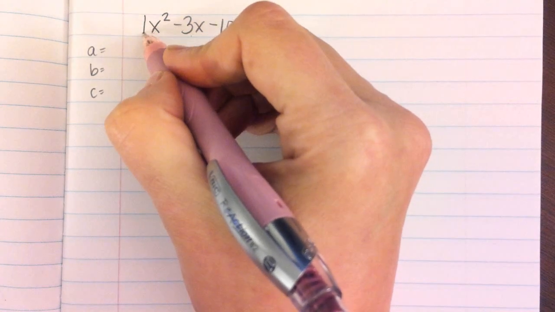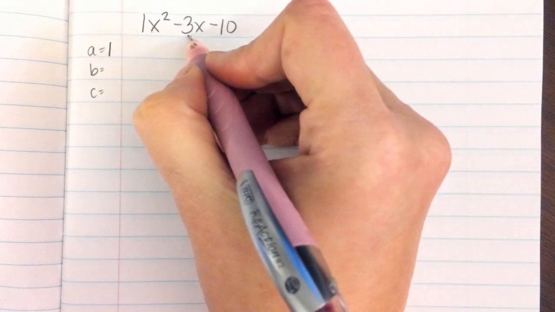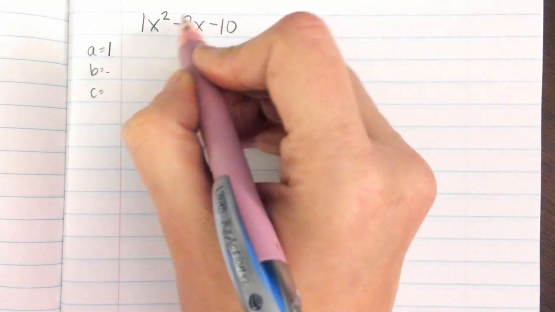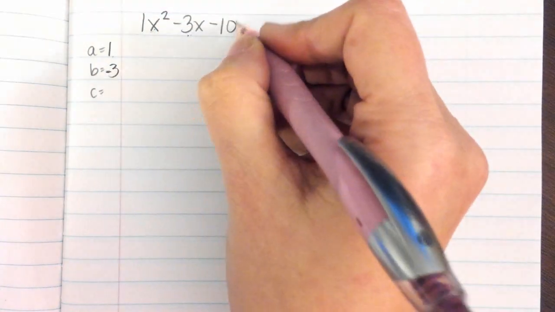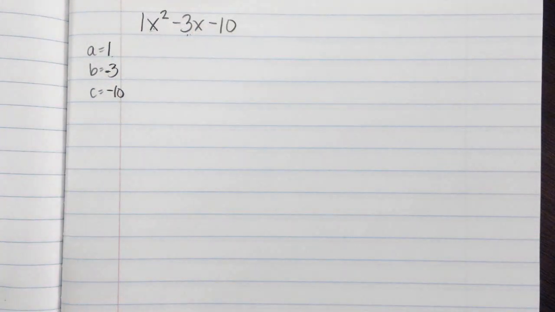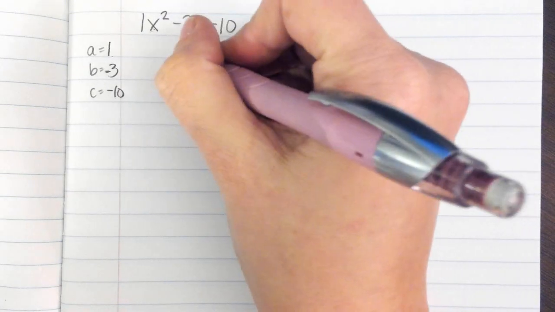The next thing I'm going to do is jot down A, B, and C, because I'm going to use them in a minute. I don't see a number in front of x squared, so it's an invisible 1. The coefficient of the squared variable is A, that's 1. The coefficient of the linear term is negative 3, that's my B, and the constant is C. Okay? So now, knowing that I'm going to be going from the inside of the box out, I need to draw a box.